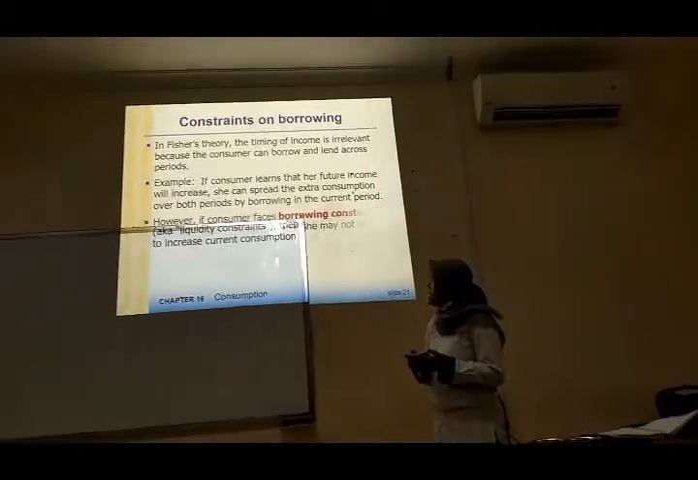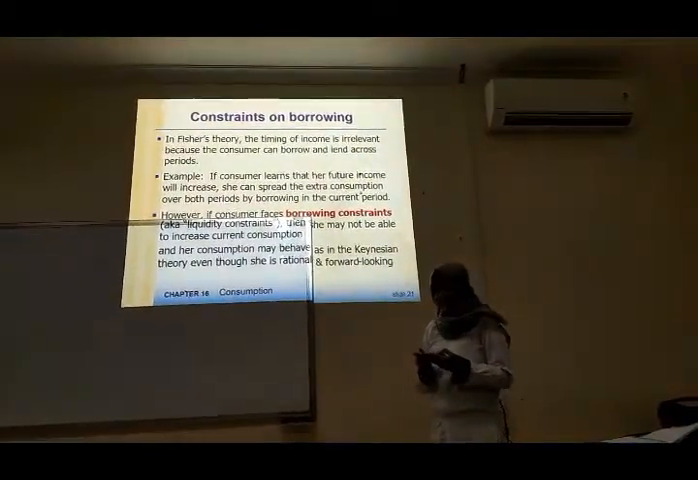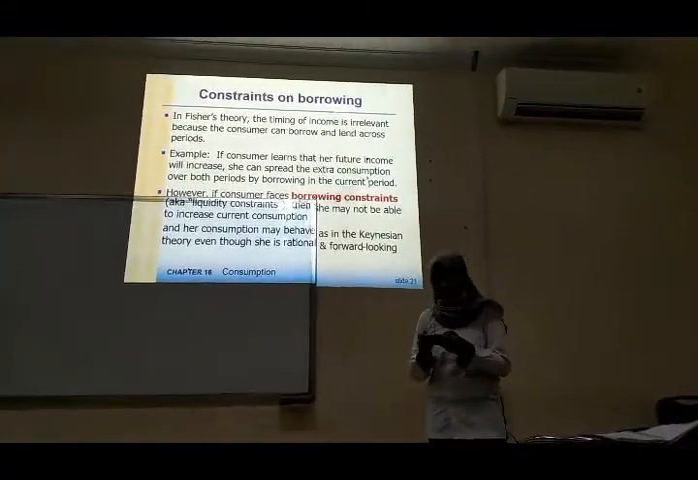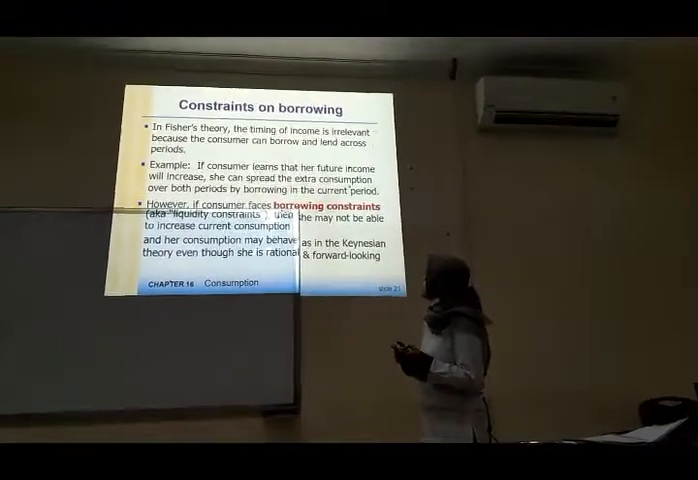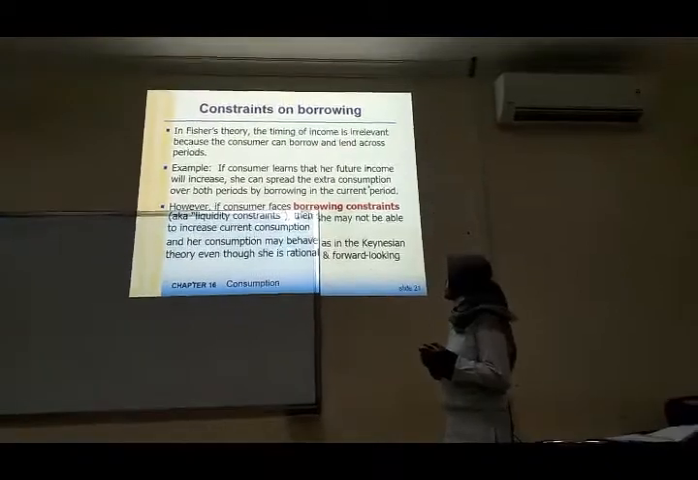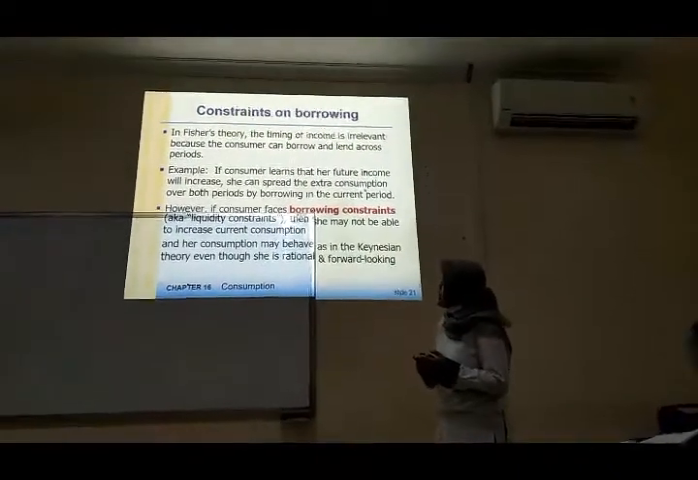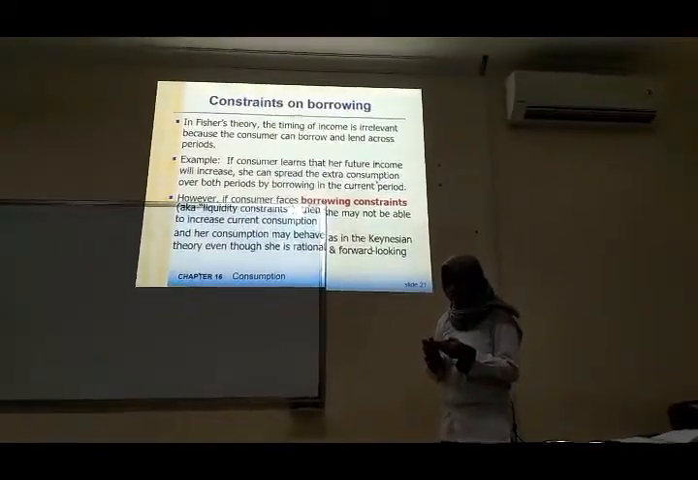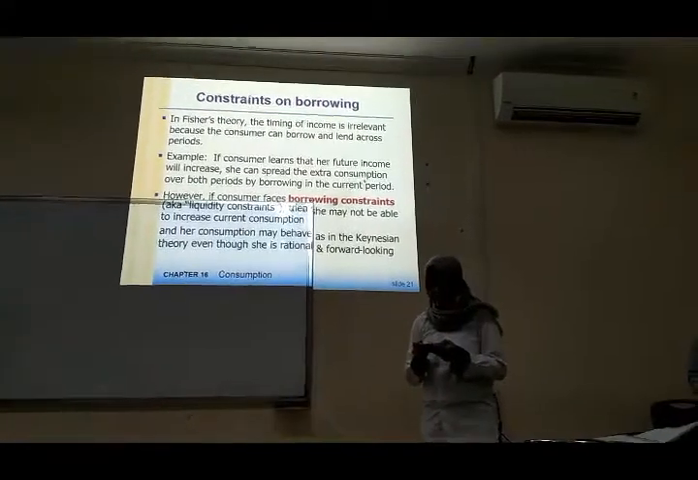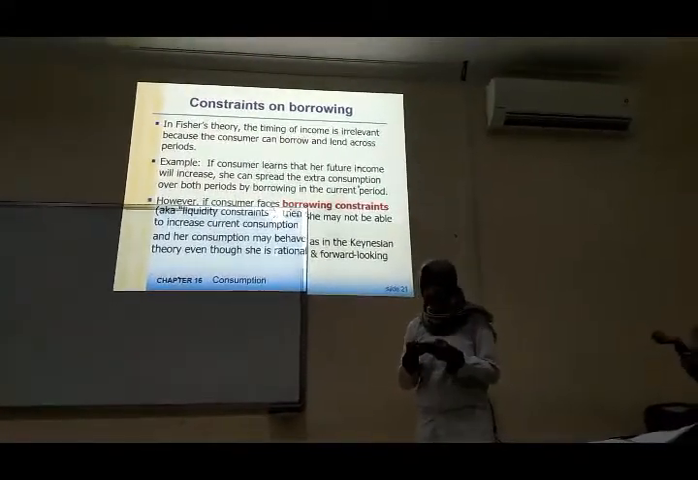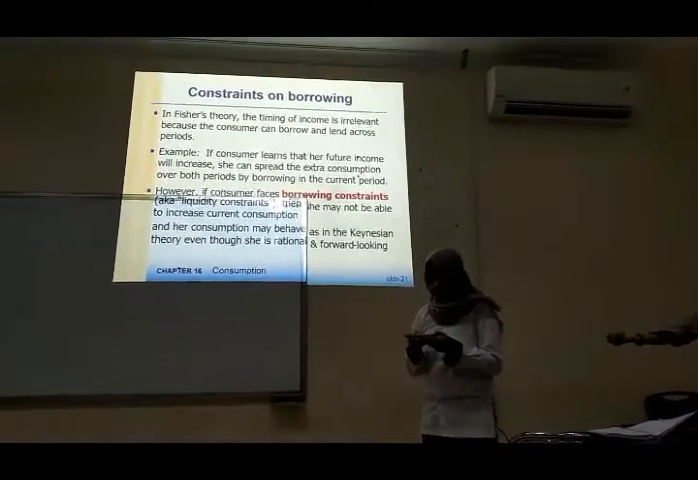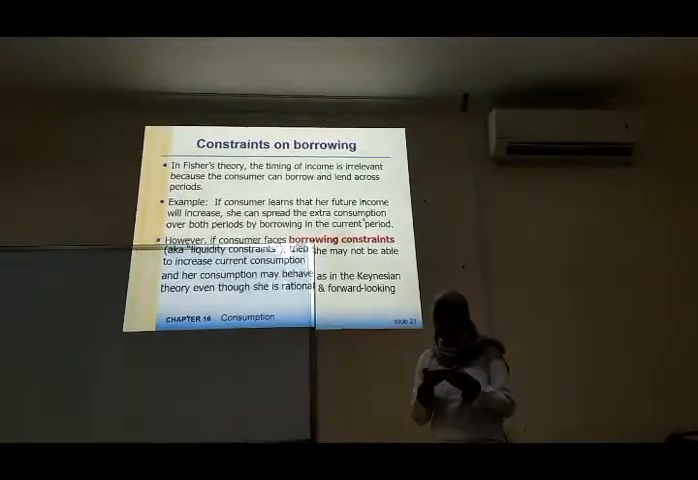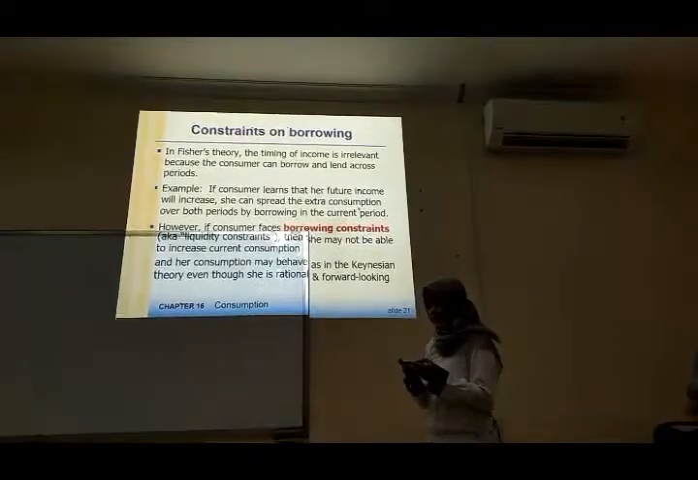Borrowing constraint. In Fisher's theory, the timing of income is irrelevant because the consumer can borrow and lend across periods. For example, if the consumer learns that her future income will increase, she can spread the extra consumption over both periods by borrowing in the current period. However, if the consumer faces a borrowing constraint, she may not be able to increase current consumption. Her consumption may behave as in the Keynesian theory, even though she is rational and forward-looking.